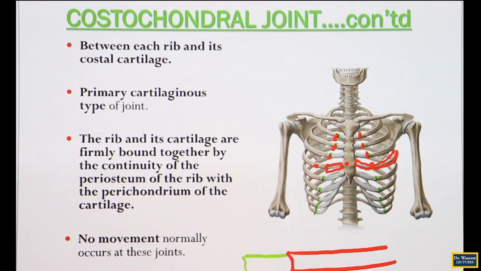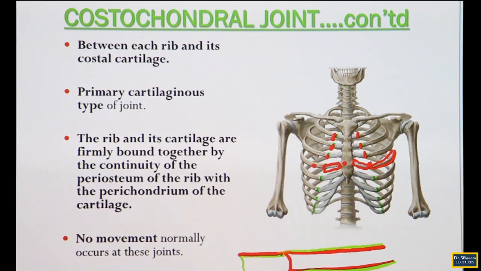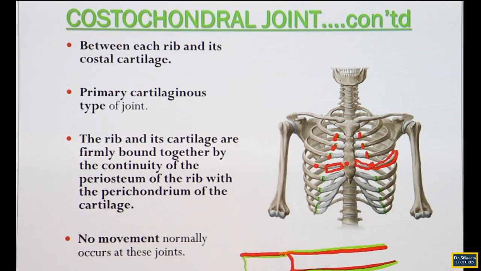Now, your rib is covered with periosteum, and the costal cartilage is covered with perichondrium. The perichondrium and the periosteum are continuous with each other here. This is an important thing. Because this is a primary cartilaginous joint, it usually allows no movement. So between the rib and the costal cartilage there is no movement here.